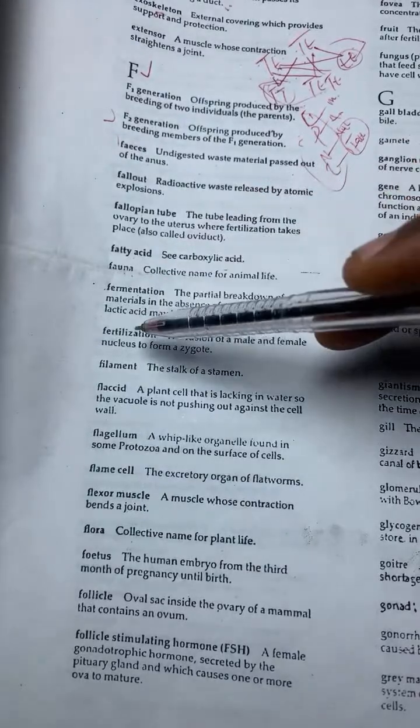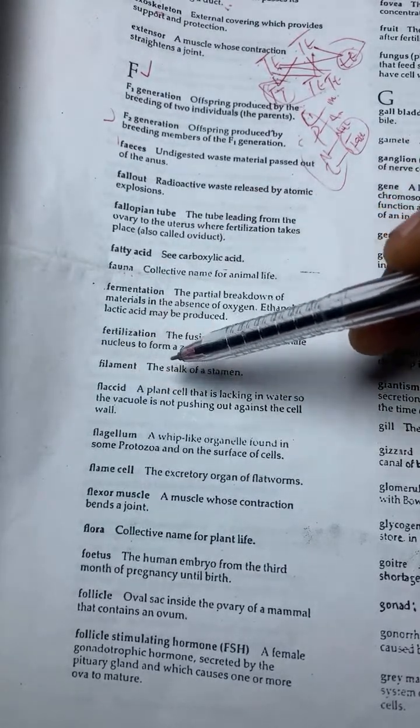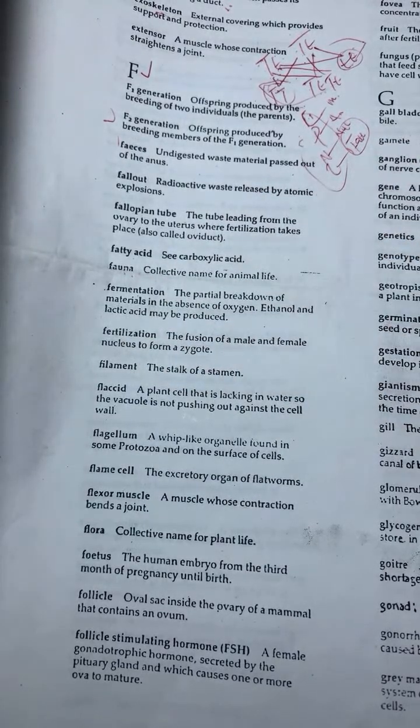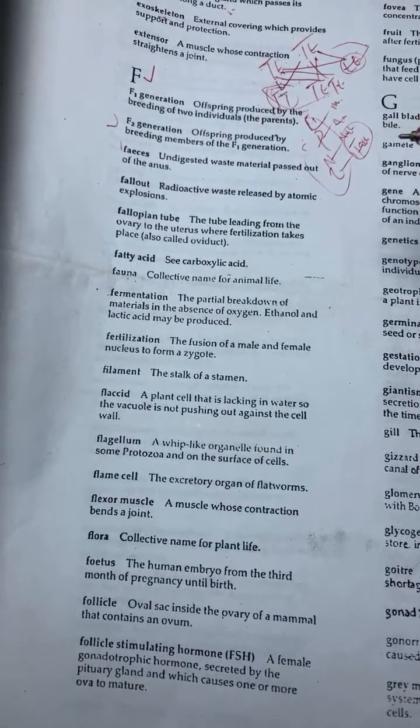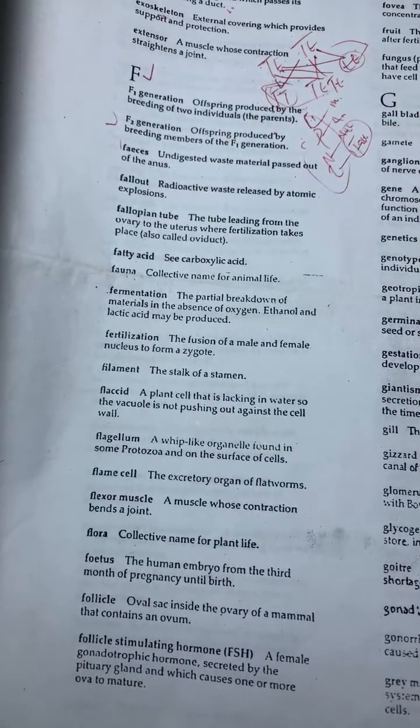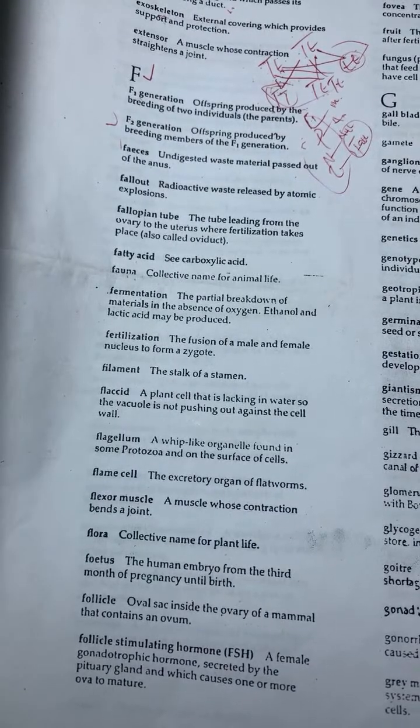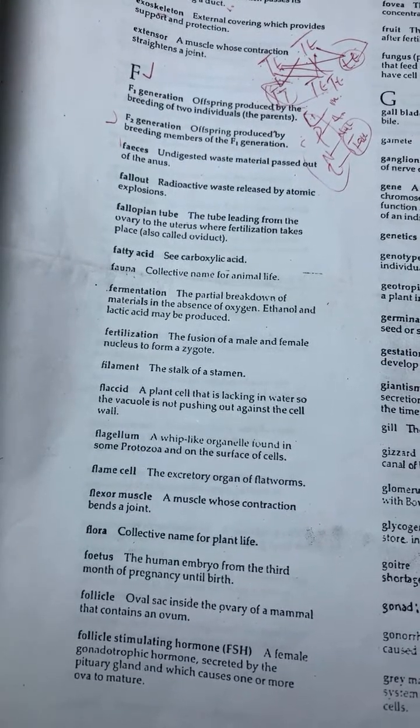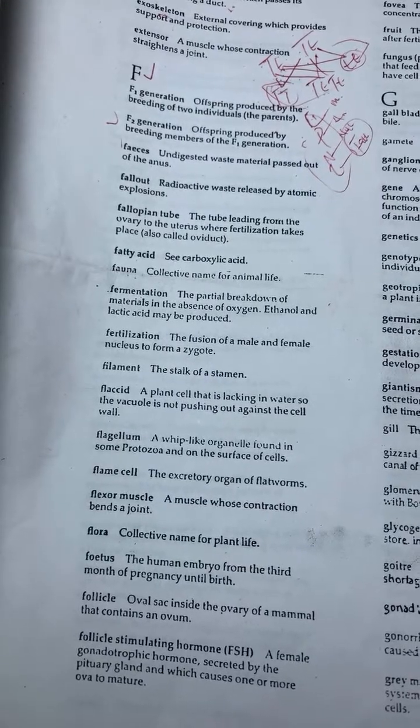I've said it countless times. Filament is the stalk of a stamen. Are we there now? Filament is the stalk. Stalk is more like an attachment end. Are we there now? That's stalk. More like an attachment end or attachment region.